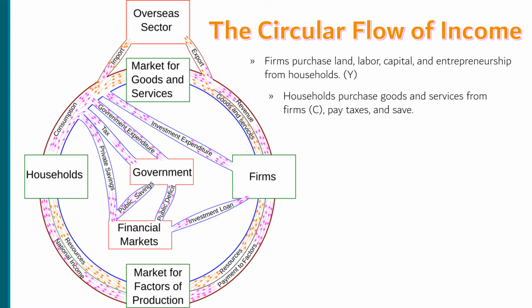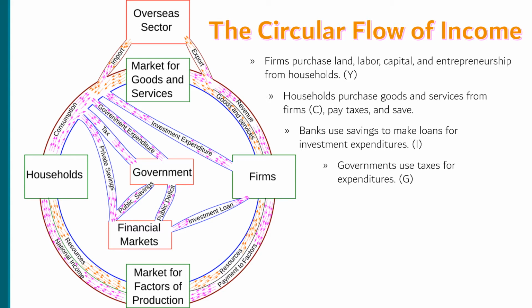Households then have choices about what to do with their income. They can buy the goods and services firms produce with those factors of production, which is consumption, represented by C, or they can use that money to pay taxes to the government or save. The savings go into banks, where financial markets use the savings to make loans to businesses for investment expenditures, represented by I. And governments use taxes for government expenditures, G.